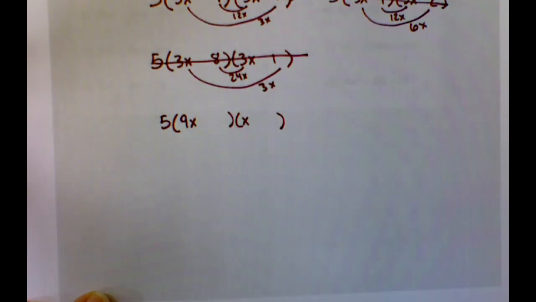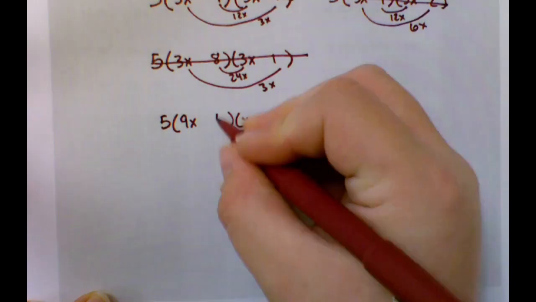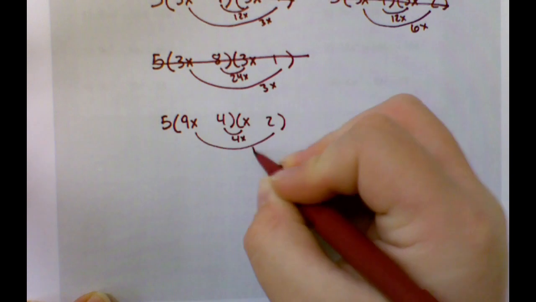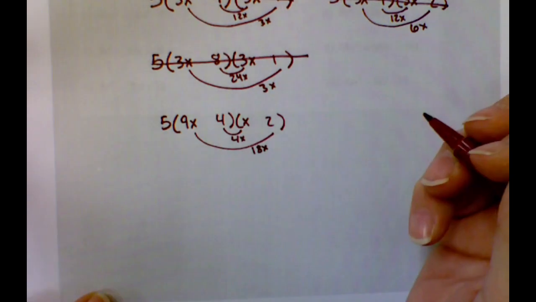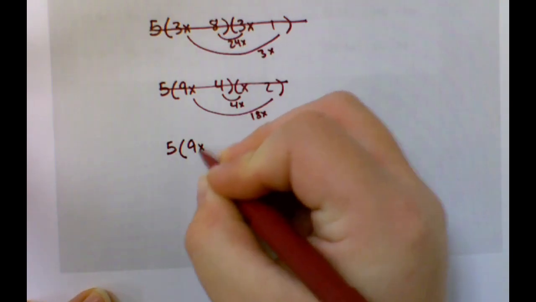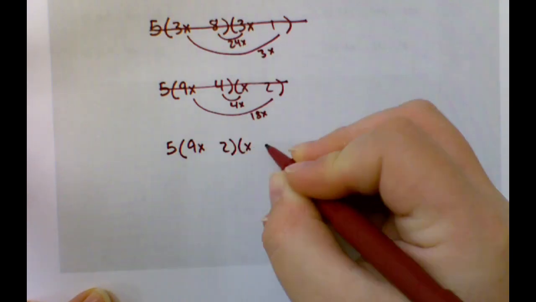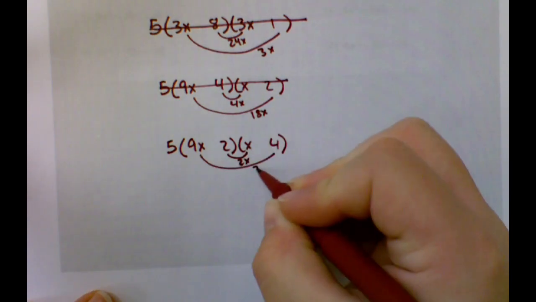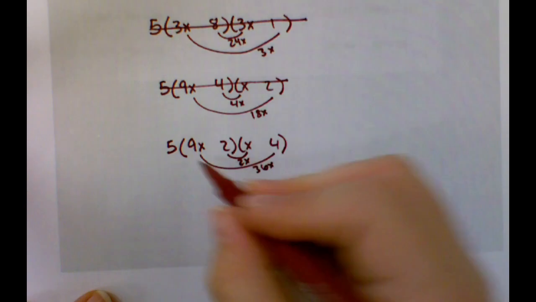All right, now I test my gut. Let's go 4 and 2. I have 4x and 18x. Those aren't making the 8 I wanted. Now I flip-flop them. 2 and 4. I have 2x and 36x. Also not making the 8 I wanted.